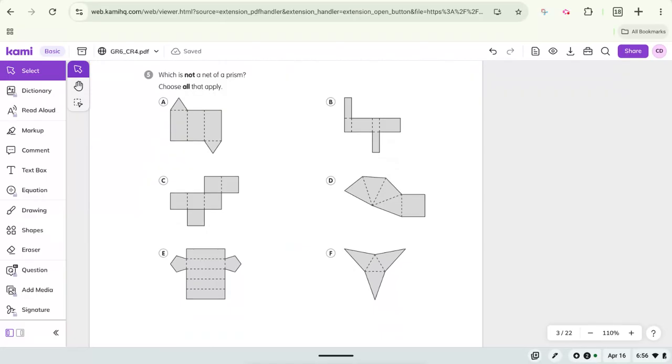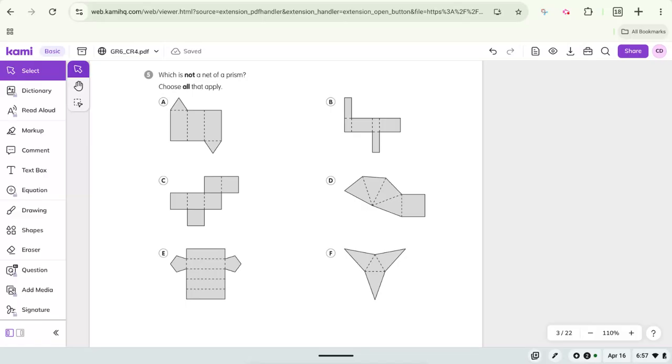Number 5 says, which is not a net of a prism? It's important that you know what the definition of a prism is. A prism is going to have two parallel bases that are the same shape, and then the lateral faces will all be rectangles.